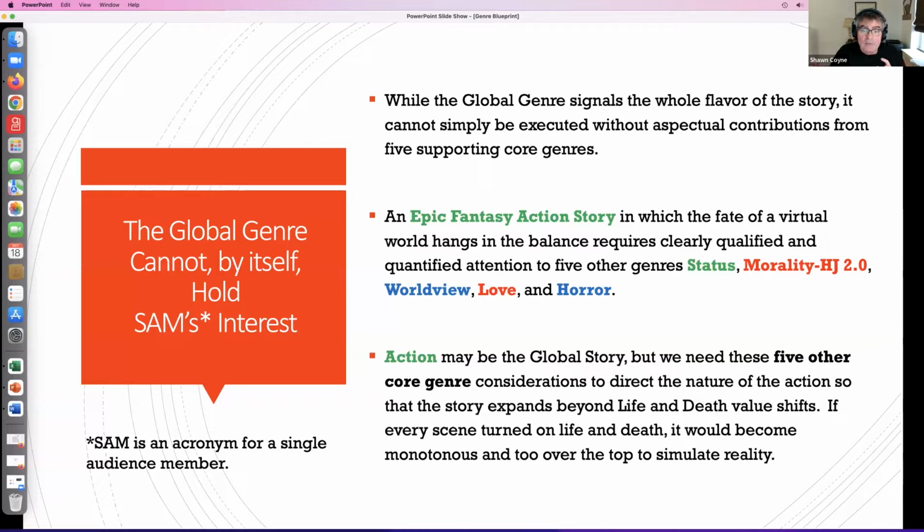Life and death. So if every single scene turned just on life and death, it would become monotonous and too over the top to simulate reality. We would say this doesn't make any sense because this isn't the way my life works. I don't face life and death circumstances every moment of my consciousness during the day. You got to have mix-ups, right? Things are changing. There are different things at stake instead of just life and death. The overarching thing, we all are facing life and death, right? That's our global massive arc, but we don't do it every day.